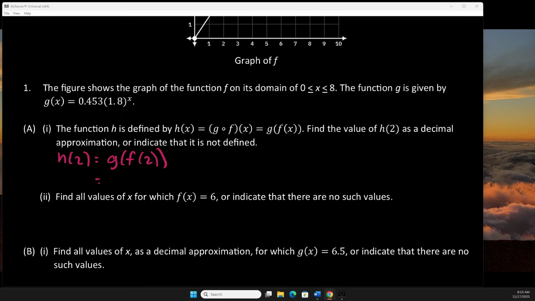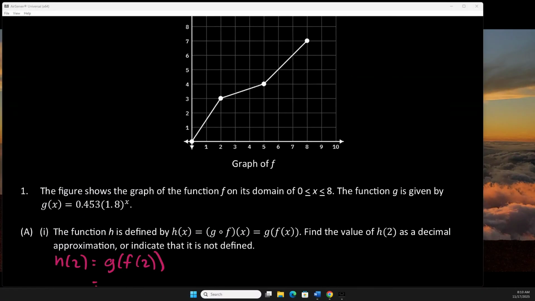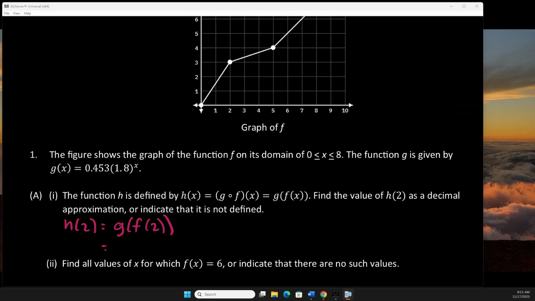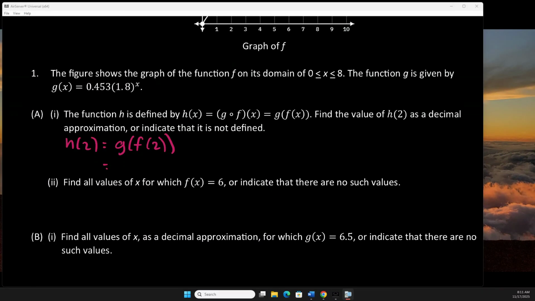All right, to find f of 2, we always start on the most inside. To find f of 2, we're going to need to go to the graph, and when x is 2, f is graphed up at 3. So f of 2 is 3, so now this becomes g of 3. And then for g of 3, we want to use the function.